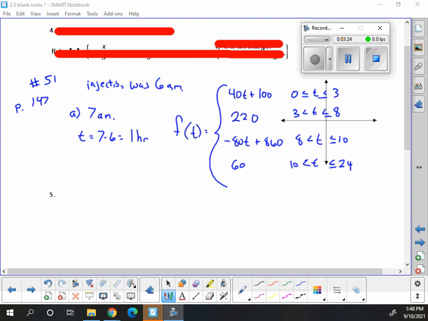Look, 1 hour. Even though it's 7 a.m., it's only been 1 hour. So we plug in the time of 1 hour, 140. So at 7 a.m., it's going to be 140. The correct units are not in the problem, but it would be mg/dL if you're in the United States. That's milligrams per deciliter.